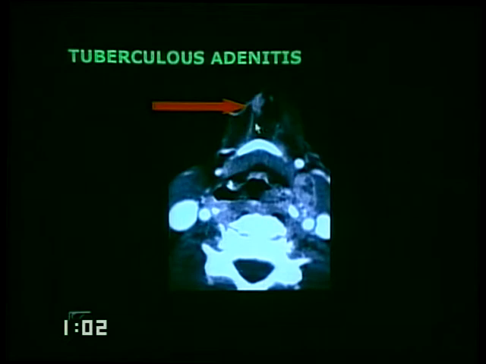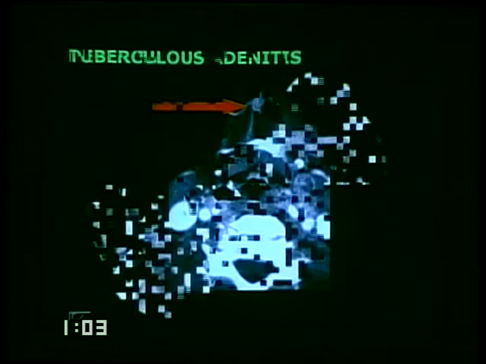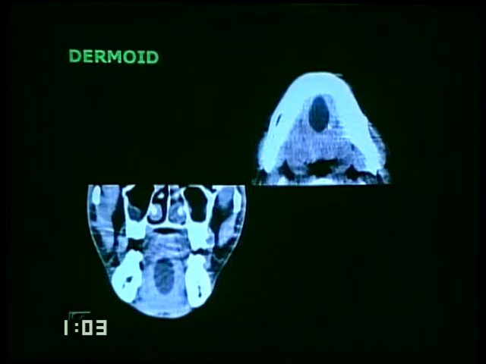Tuberculous adenitis, again, looks like a pathological lymph node, nothing to tell it apart from any other causes of adenopathy or adenitis. Dermoids are germ cell tumors. They have variable constitution. They could be simply liquid or they could have desquamated epithelium within them. Their constitution determines their characteristics and architecture on CT, MRI, or sonography.